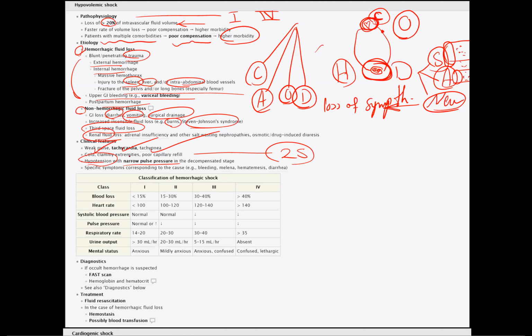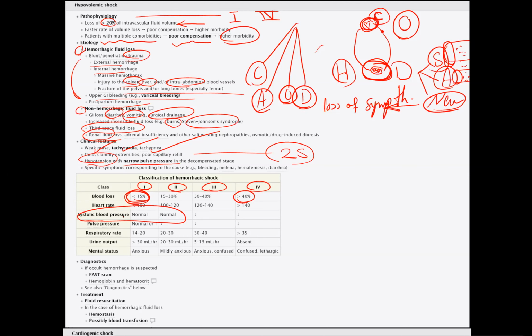So now we have types of hemorrhagic shock, or classification: class 1, class 2, class 3, and class 4. Less than 15%, up to 40%. Less than 15%, we will have heart rate less than 100, and we will have normal, still normal blood pressure in both classes 1 and 2. Okay?